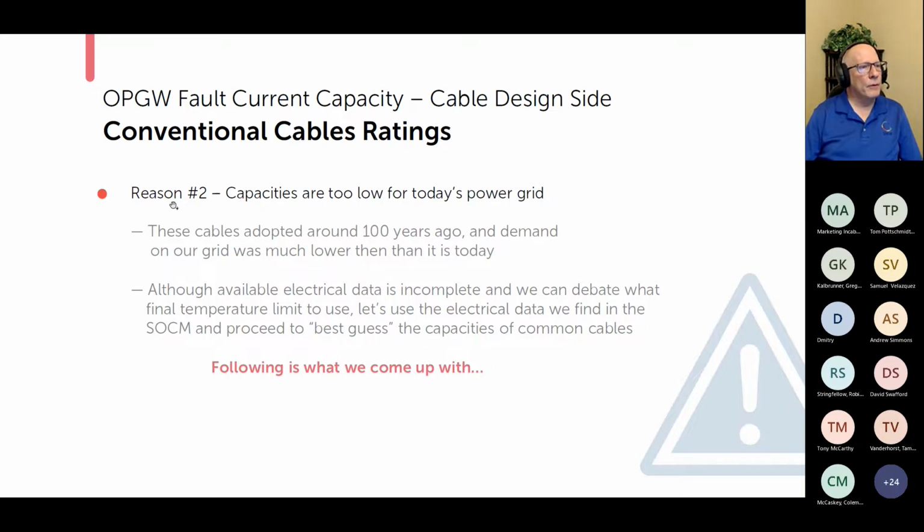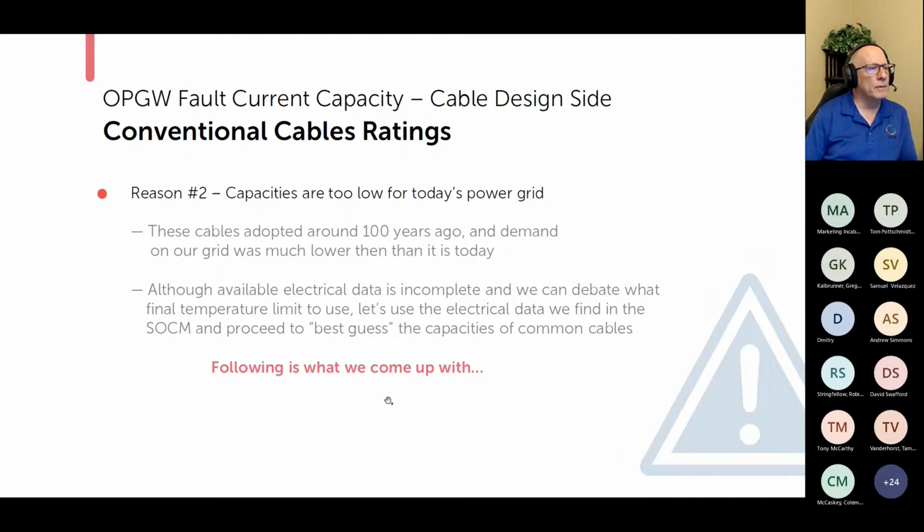But there's another reason: even if you use the available data that you can find, it's not complete, but use it as best you can. Then you can debate what that final temperature limit should be, but you can also come up with a range, kind of on the conservative side, we could use this, and on the high side, we could use that. So we can roughly estimate what those capacities could be.